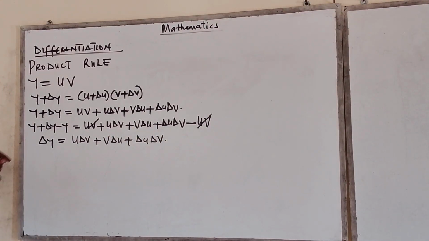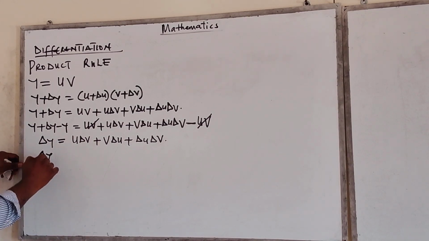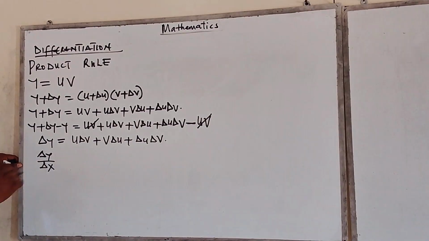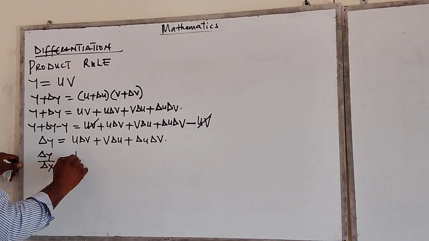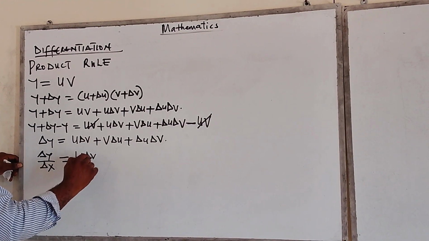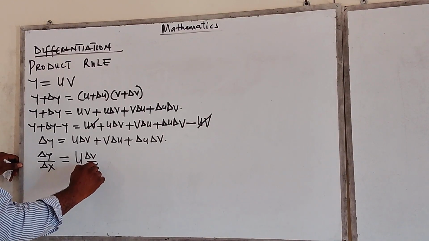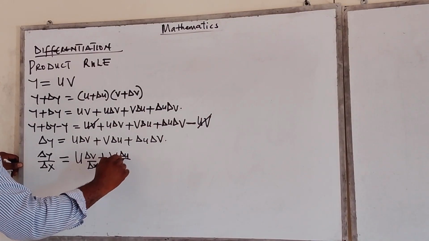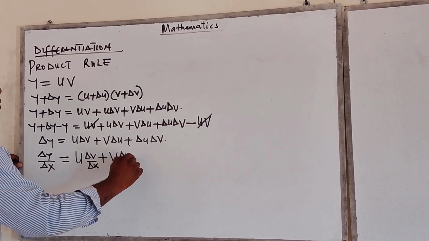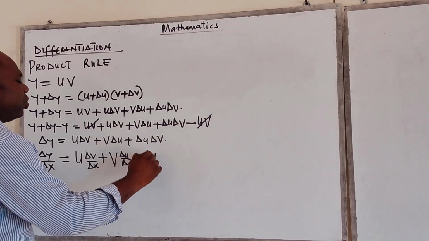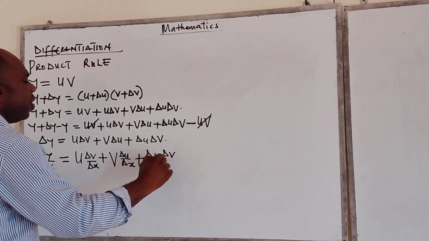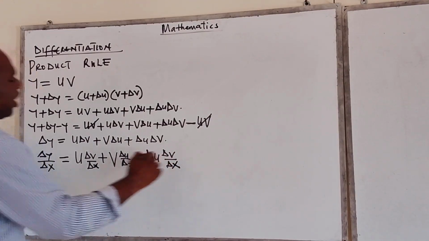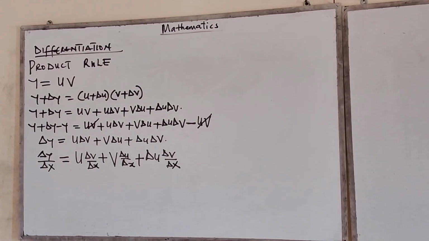Now let's look at changing y all over changing x. That's delta y all over delta x. That will be equal to u delta v all over delta x plus v delta u all over delta x plus delta u delta v all over delta x. Yes, that's delta y all over delta x.